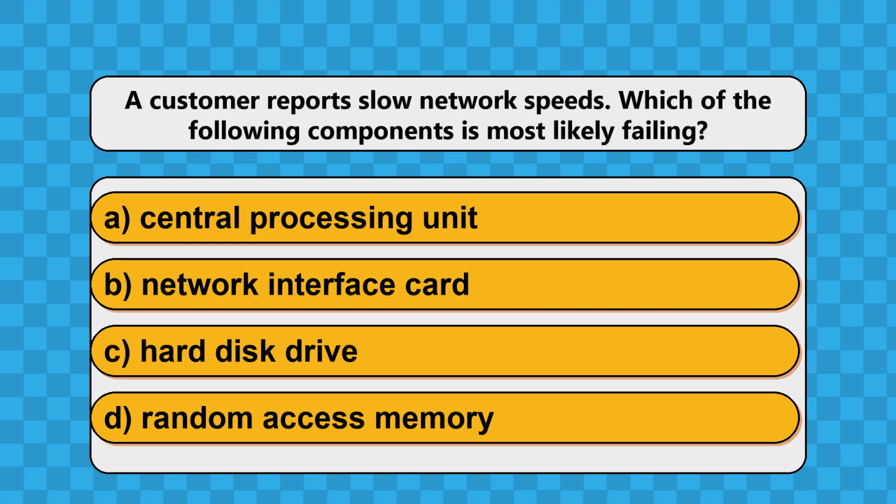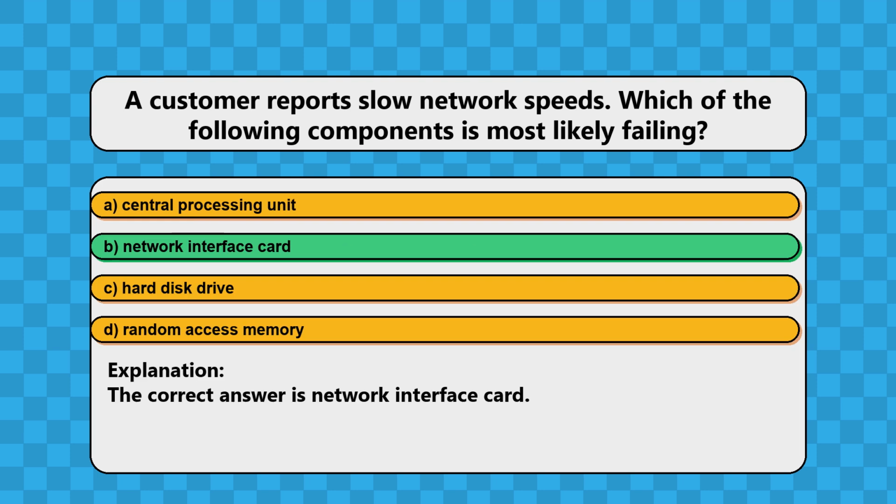Question 35. A customer reports slow network speeds. Which of the following components is most likely failing? Option A. Central processing unit. Option B. Network interface card. Option C. Hard disk drive. Option D. Random access memory. The correct answer is option B. Network interface card. The correct answer is network interface card.